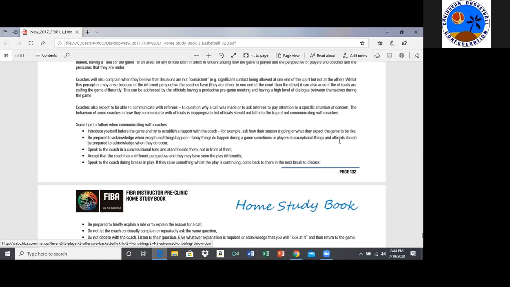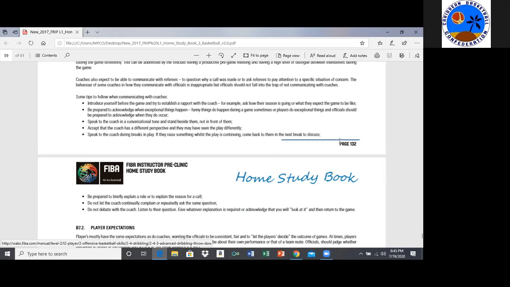Some tips to follow when communicating with coaches. We went through some of these already. Introduce yourself before the game and try to establish a rapport with the coach. For example, ask how their season is going or what they expect the game to be like. All right. Sometimes this is not culturally accepted, and so you have to do your homework when dealing with this bullet.